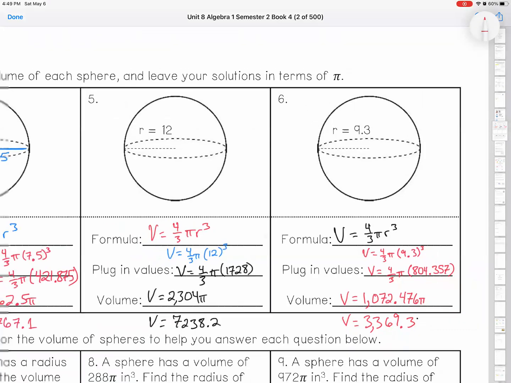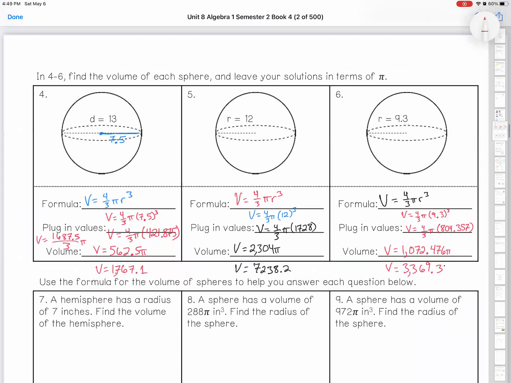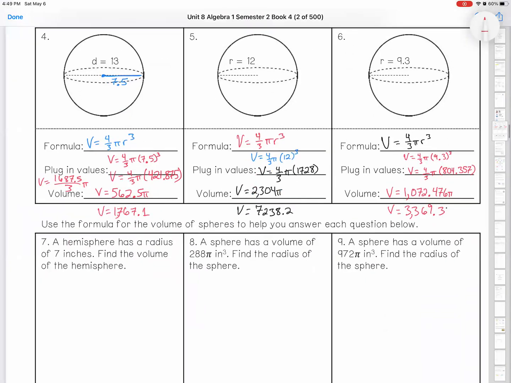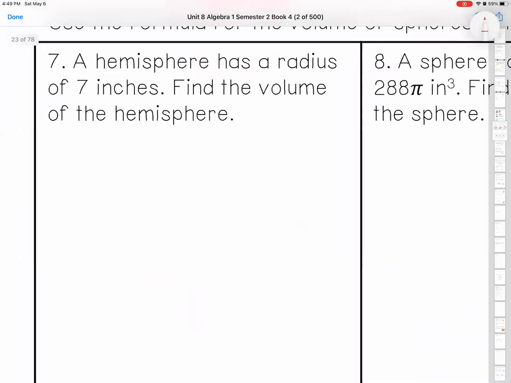All right, so we've been doing a lot of different spheres, right? Finding volumes of spheres. So now, questions 7 through 9 kind of bring it up just a little bit, but not by much. So hemisphere now. A hemisphere, keep in mind, is half of a sphere. And it says that it has a radius of 7 inches. So find the volume of a hemisphere.